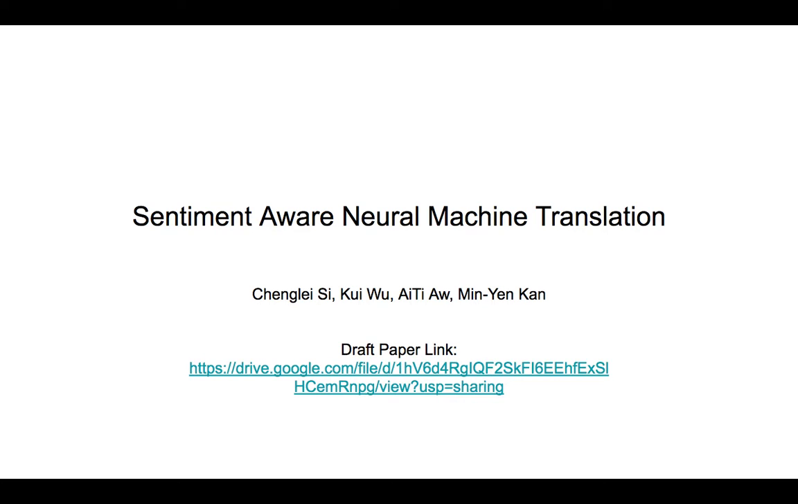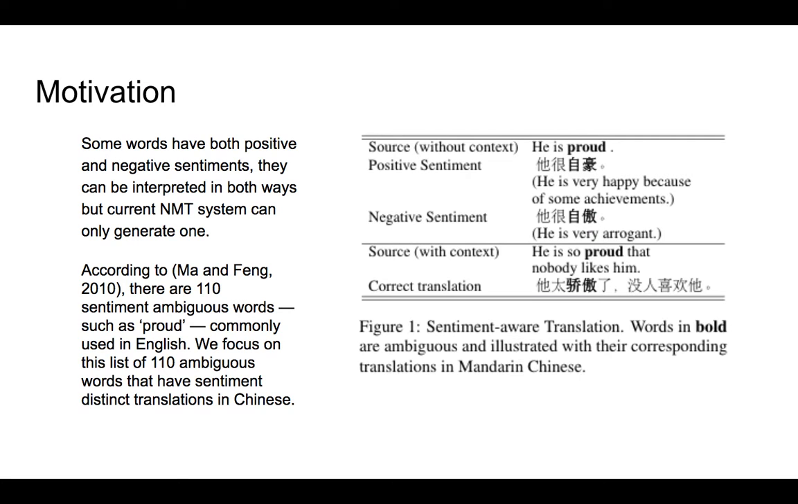Today I will talk about our work Sentiment-Aware Neural Machine Translation. The motivation of this work is that some words actually have both positive and negative sentiments, and they can be translated both ways, but the current NMT system can only generate one of them.